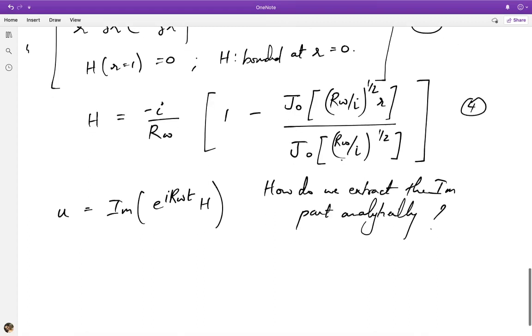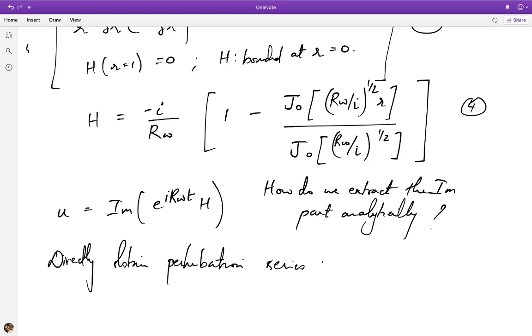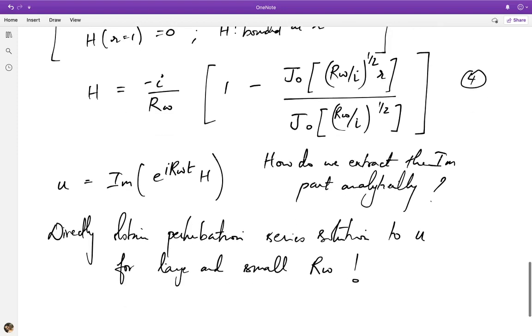But rather than do that here from the analytical solution, we are now going to directly obtain a perturbation series solution to u for large and small r omega, okay, by using the perturbation method.